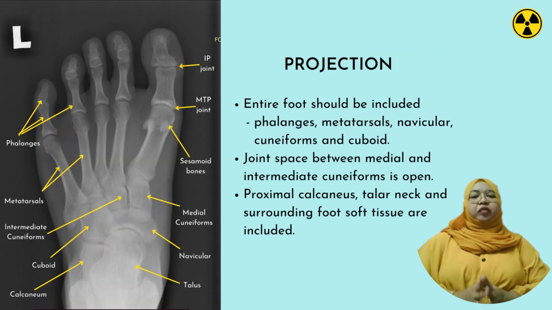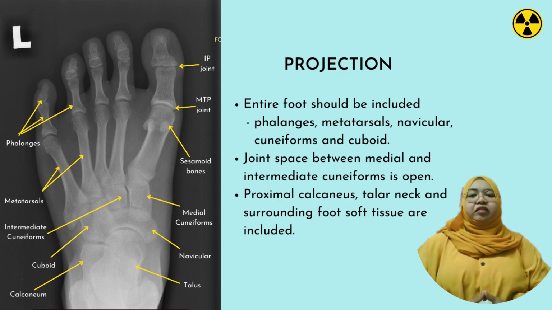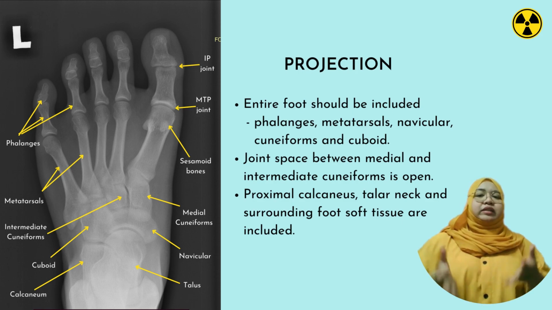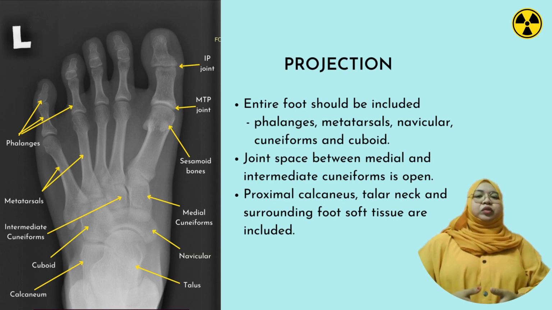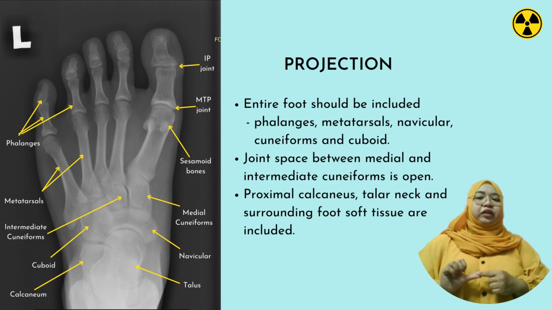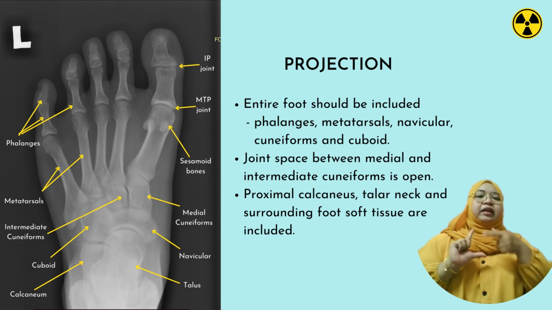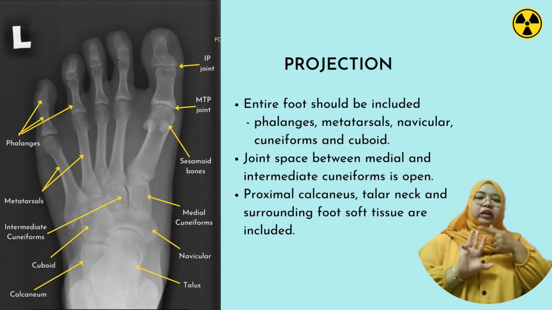As a radiographer, we need to know anatomy to help us identify the radiograph properly. So this is the anatomy of the AP foot that we must include in the radiograph. The first criteria is projection. For projection of the AP foot, we need to include the entire foot. So that is phalanges, metatarsus, navicular, cuneiforms, and cuboid must be included in the radiograph.